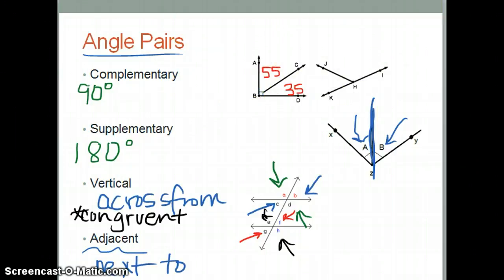The angle to the right, those would be supplementary, so maybe now this is 120, so this has to be 60. Or maybe it's 110, so this has to be 70. Again, no matter how that angle changes, what the exact measurement is, they're still adding to 180, so these would be supplementary.